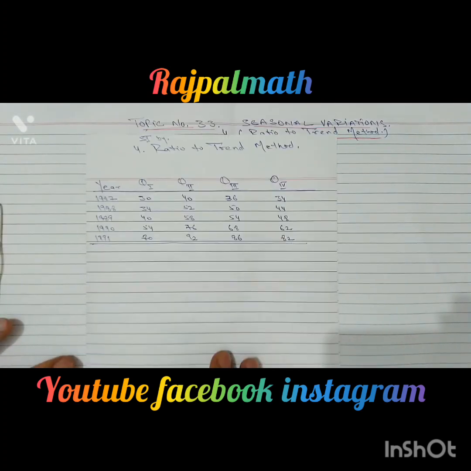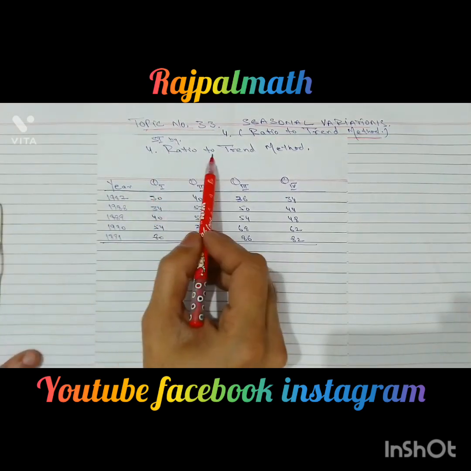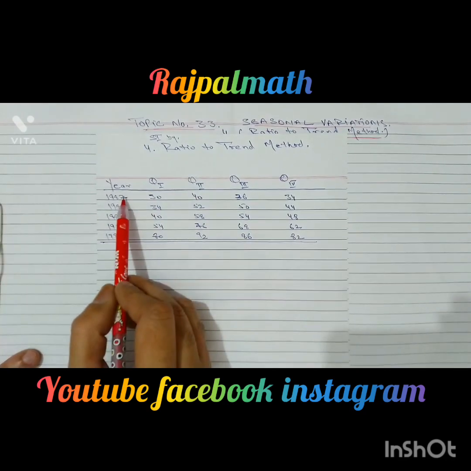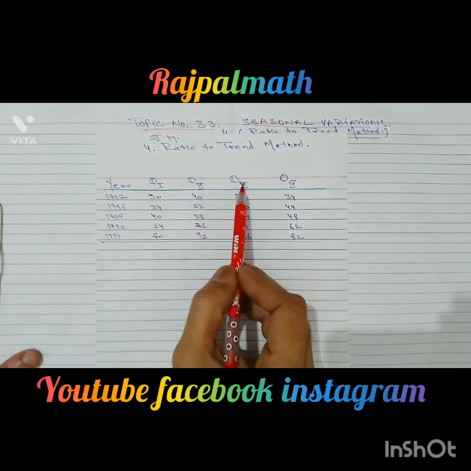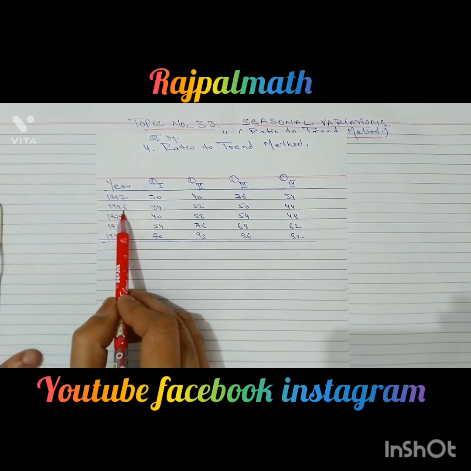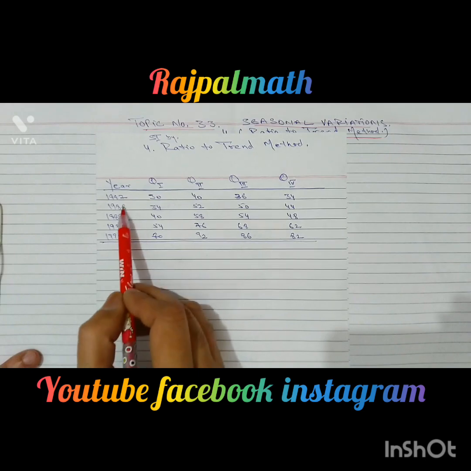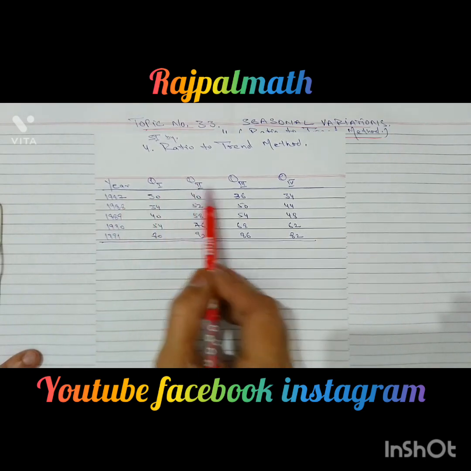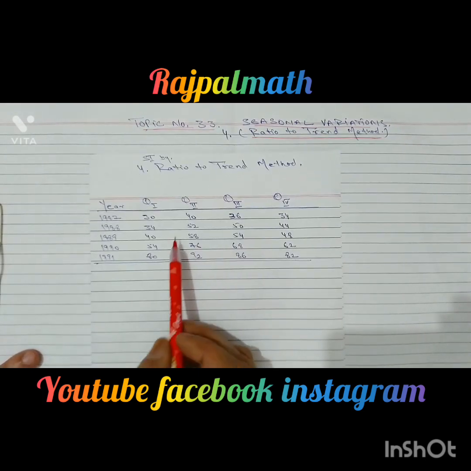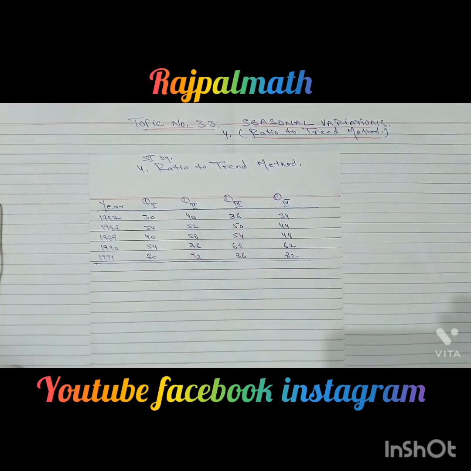Now the question is: find seasonal indexes by ratio to trend method. Data is given for quarter 1, quarter 2, quarter 3 and quarter 4, for 1987, 88, 89, 90, 91. 5 years are given and 4 quarters are given. We have to find seasonal variations by ratio to trend method.